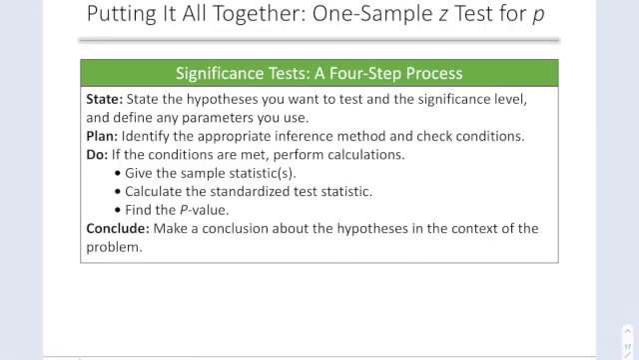So now we're ready to put it all together and do an entire significance test for proportion. We are talking specifically about a one sample z-test for p. So we have our 4 parts: state, plan, do, conclude. We're putting together what we learned in the first section and then what we just learned in the previous video.